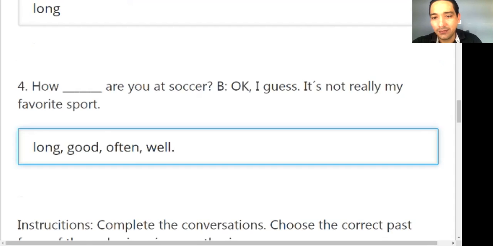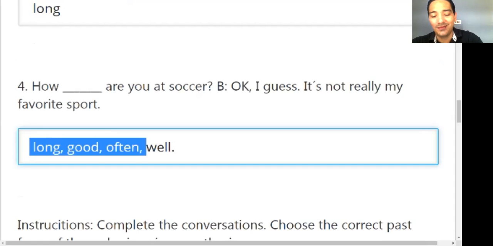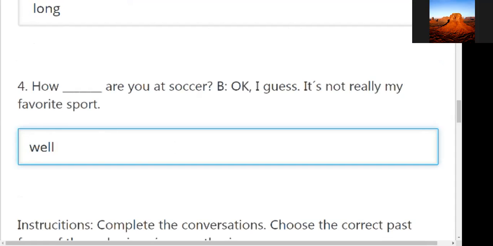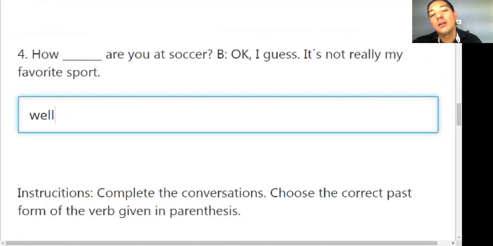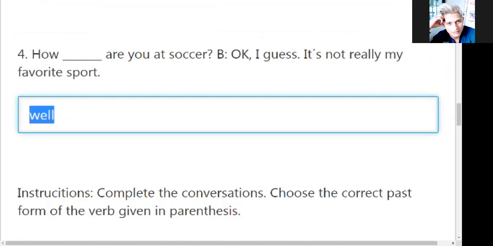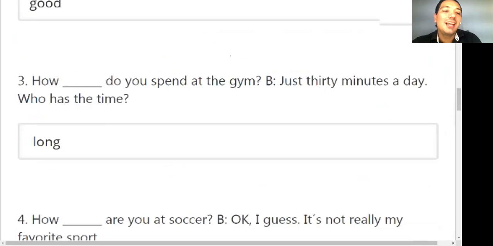Okay, I guess. How good. Okay, I guess. It's not really my favorite sport. Good. Okay. Oh, wait a minute. No. This is good. How good are you? How good are you at soccer?